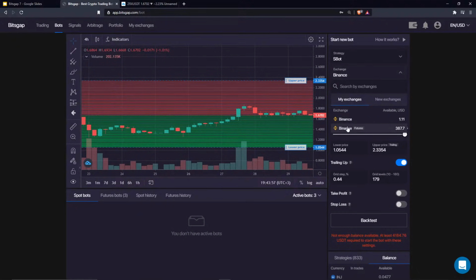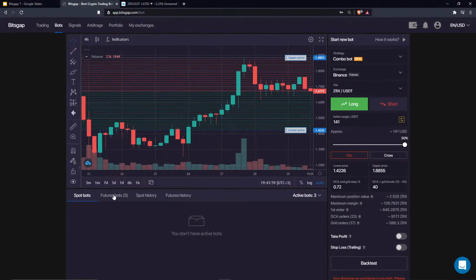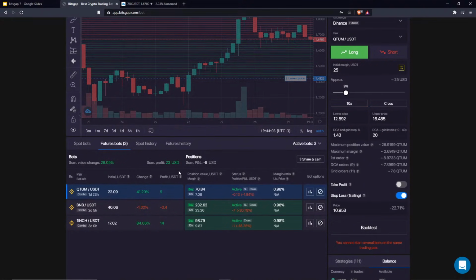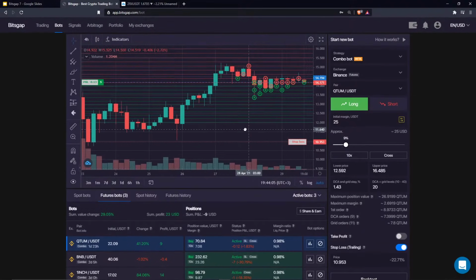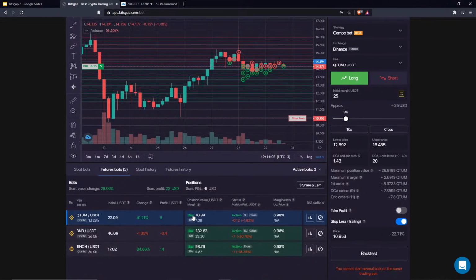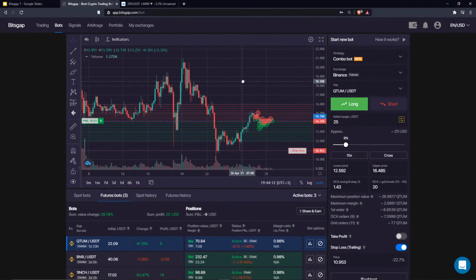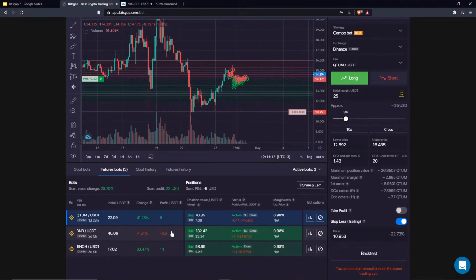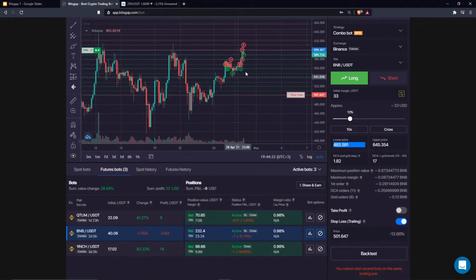So let's switch to Binance Futures. That's where I'm trading right now. So these are my open trades so far. That's the Combobot. So that's, you see, long bot. So that's the one trading on the rally. And so you see, I launched Quantum, BNB, and 1inch, anticipating the price to go higher.